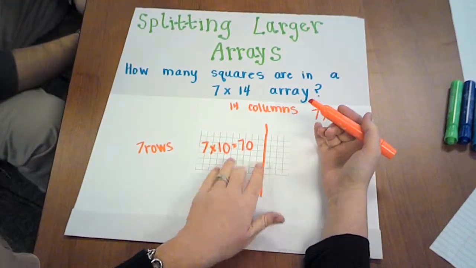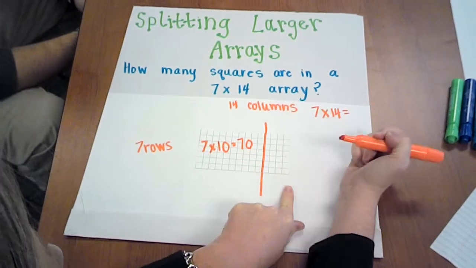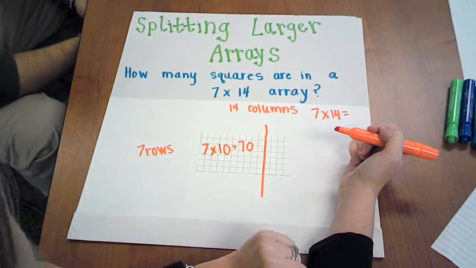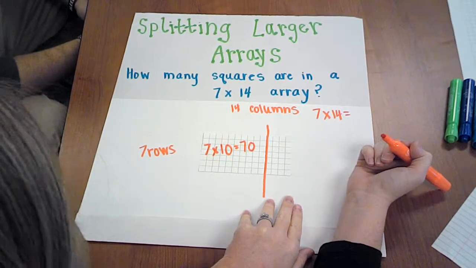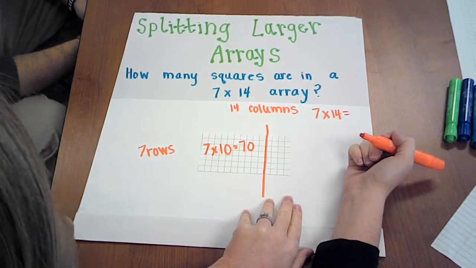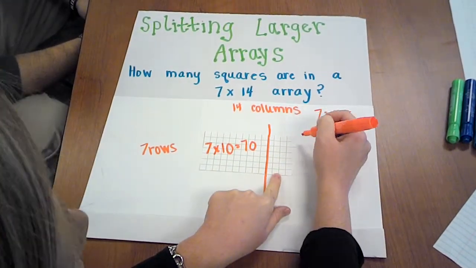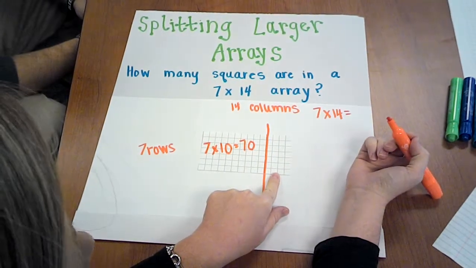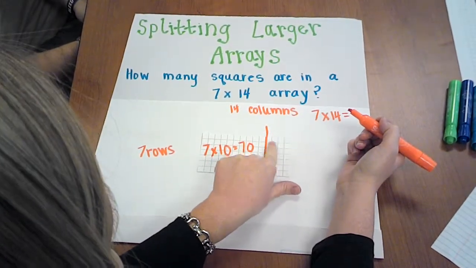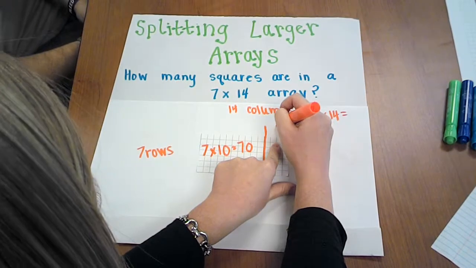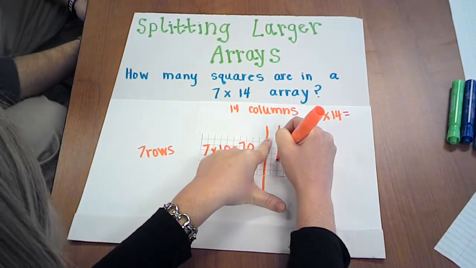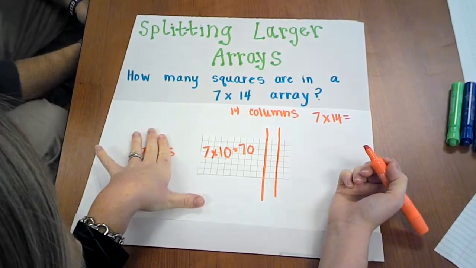I still have 7 rows left with 4 in each row. But 7s aren't easy for me to count by, and 4s aren't too easy for me to count by yet either. So I'm going to break down my 7 times 4 a little bit smaller. I like 2s. So instead of keeping my 4 in each row, I'm going to make it 2 in each row. So I split my array again.